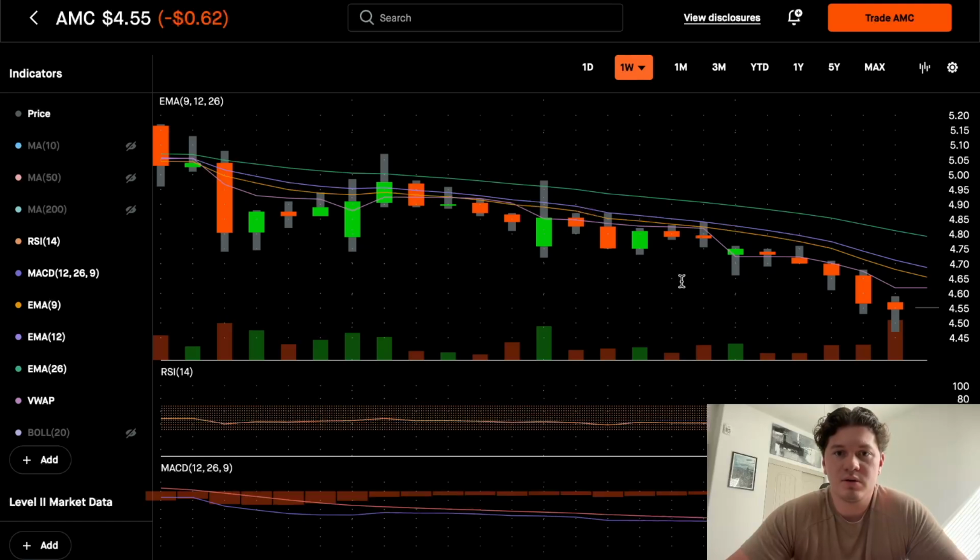If AMC holds above 4.50 and breaks to 4.60 with strong volume, it could signal a short-term bullish trend. And conversely, breaking below the 4.50 might lead to a test at the 50-day moving average at 4.11.